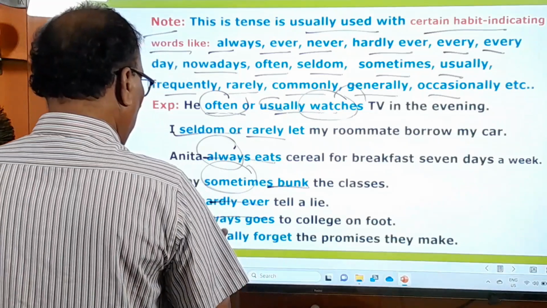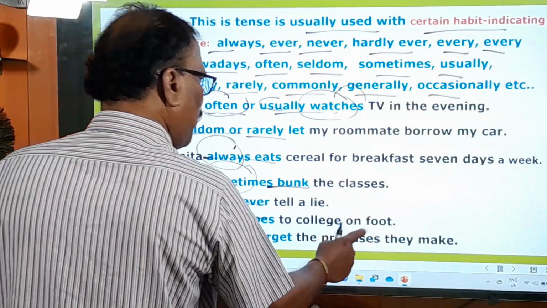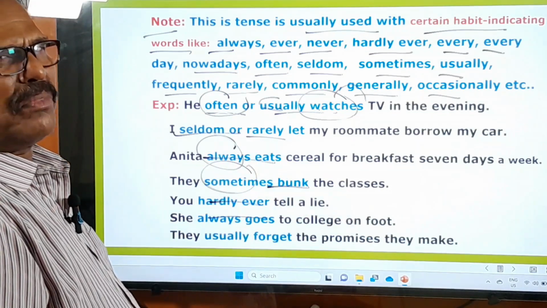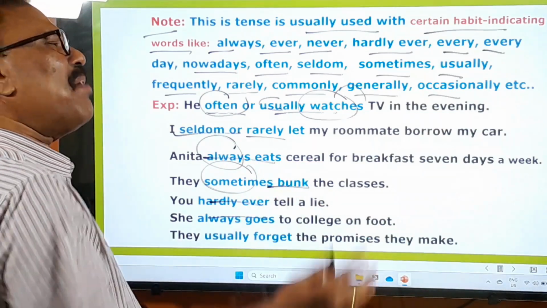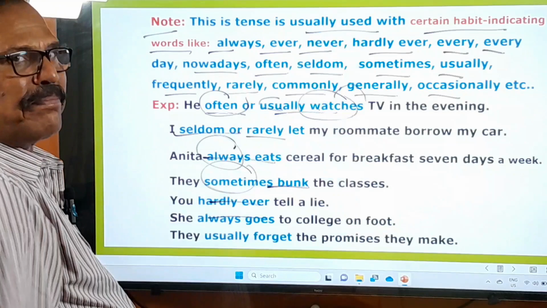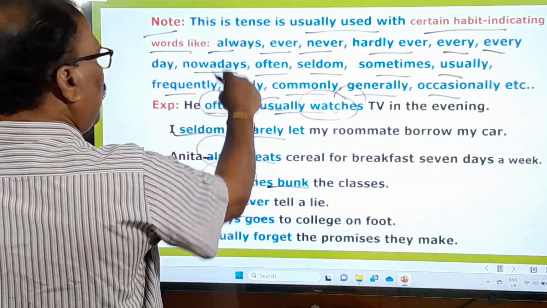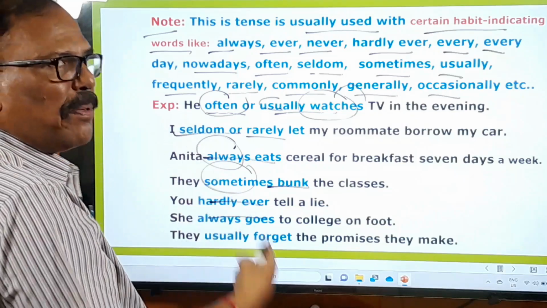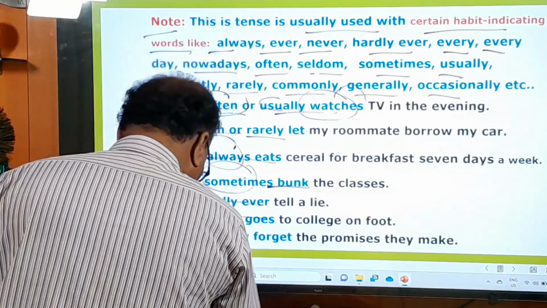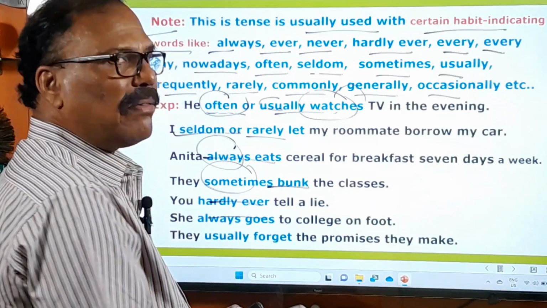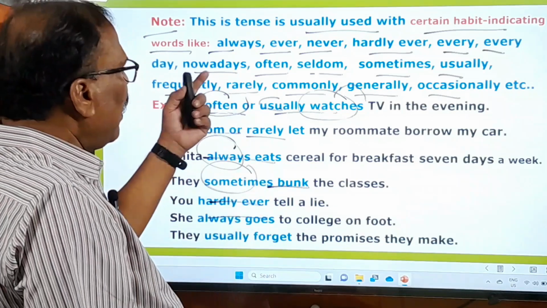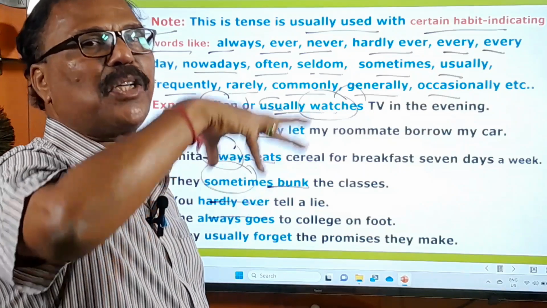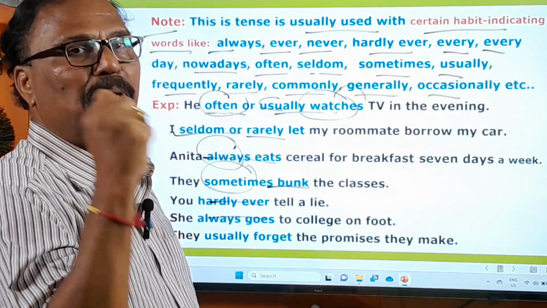అండ్ లాస్ట్ వన్ ఇస్ దేర్ దే యూజువల్లీ ఫర్గెట్ ద ప్రామిసెస్ దే మేక్. వాళ్ళు చేసిన ప్రామిస్లు జనరల్గా మర్చిపోతుంటారు. యూజువల్ అంటే మామూలుగా మర్చిపోతుంటారు. వాడికి మామూలు ఏంటి అర్థమైంది? దిస్ హ్యాబిట్ ఫర్ హిమ్. So with all these words we are supposed to use only the simple present. Okay, and now we are going to learn about other rules that are there under this simple present, and that's why I'm teaching in this video exclusively about the simple present.